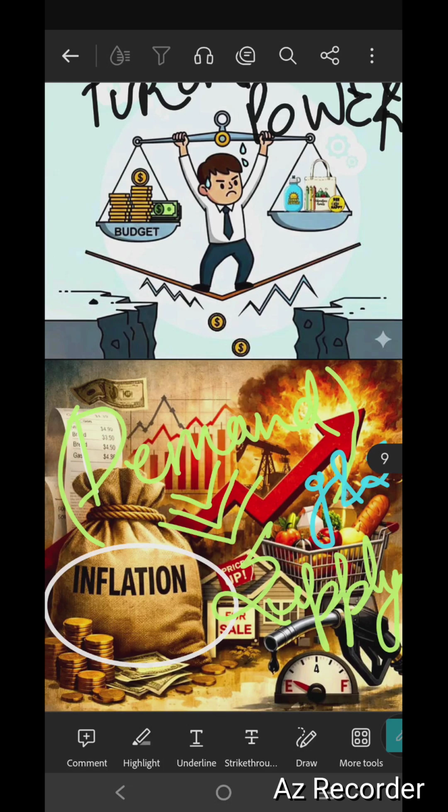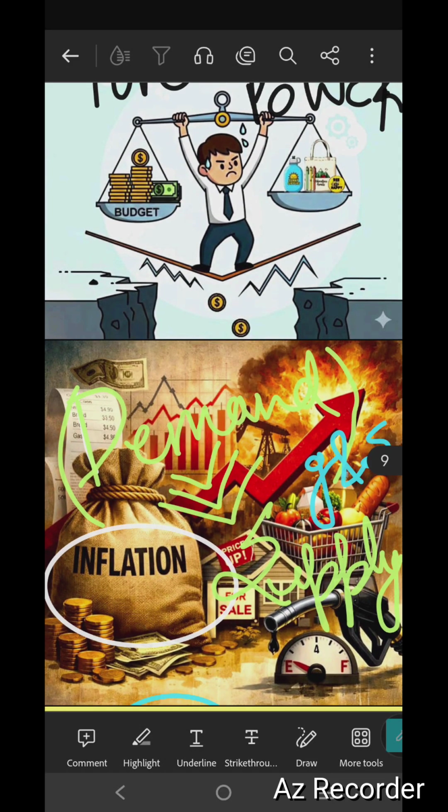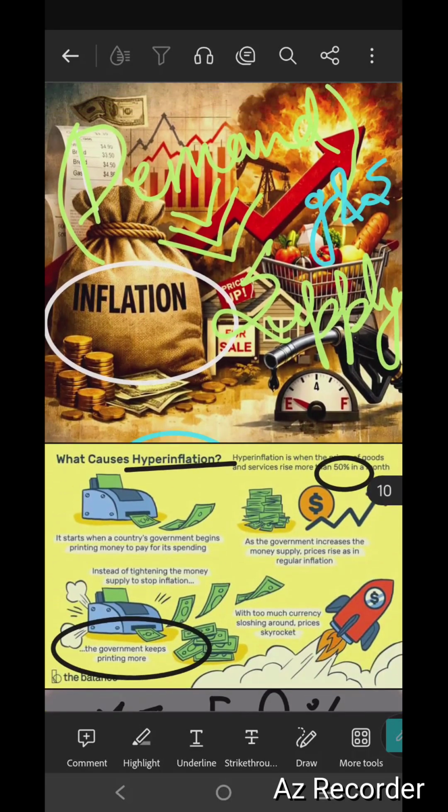Next, we have inflation. When prices rise, your money's purchasing power drops, meaning a single unit of currency buys you less than it did previously. Or when demand for goods and services increases as compared to the available supply, which causes sellers to raise prices. Hence, the term inflation.